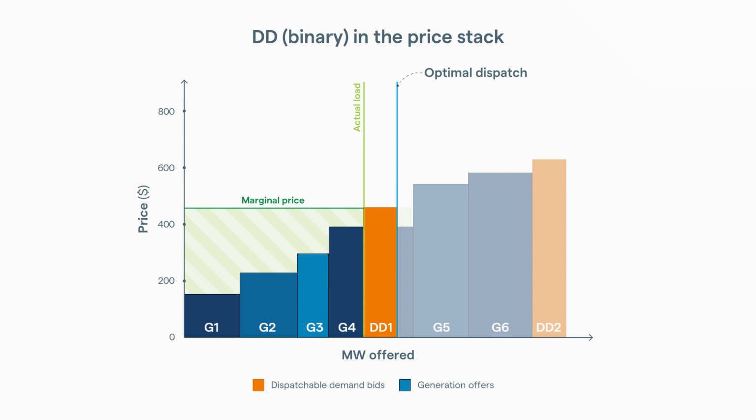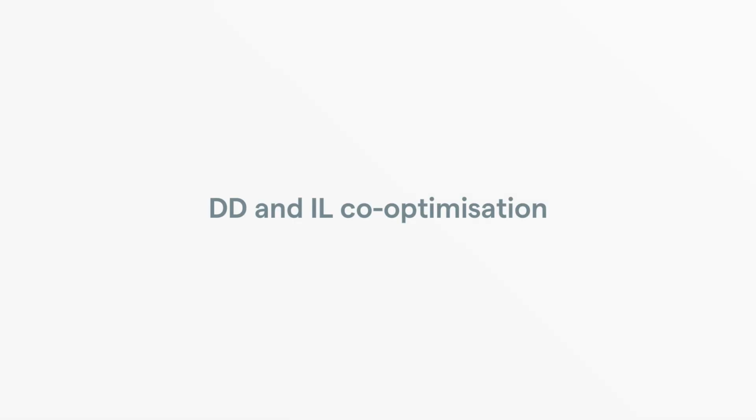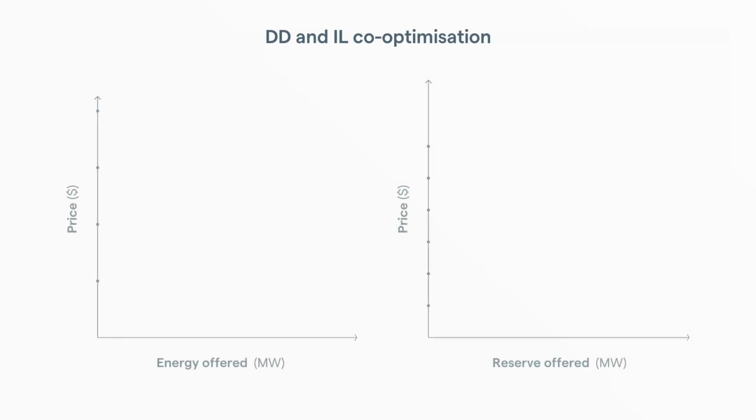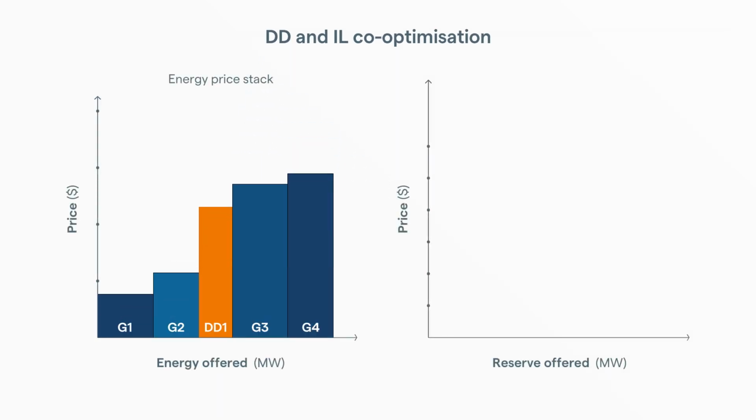If SPD calculates greater benefit in dispatching off the binary load, some generation will be dispatched down as the actual load has decreased. A dispatchable demand participant can opt to offer the same load as both dispatchable demand and interruptible load for the same trading periods. To see how this works, we'll show two price stacks, the energy price stack and the reserve price stack.